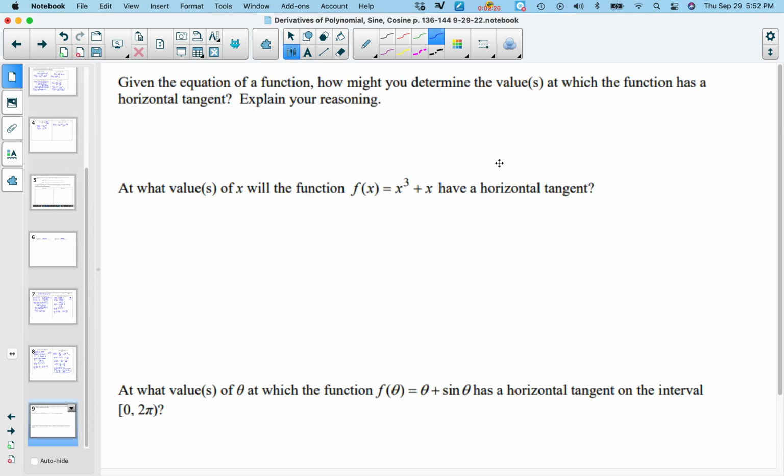On this next problem, it says, given the equation of a function, how might you determine the value or values at which the function has a horizontal tangent? Explain your reasoning.